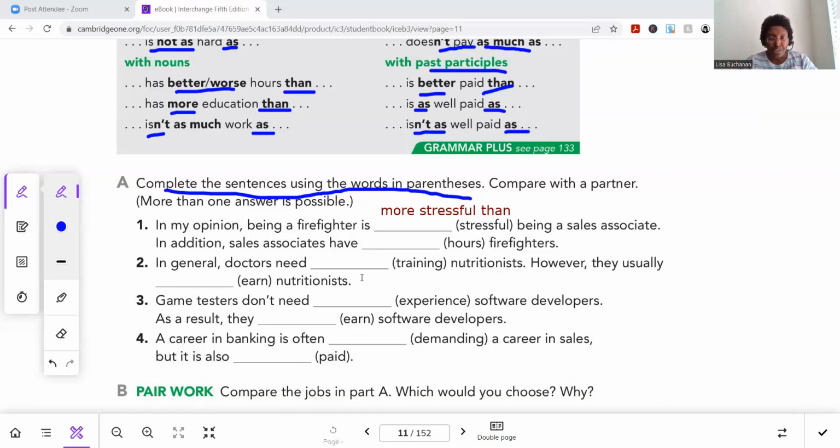Let's go to number two. In addition, sales associates have better hours than firefighters. Better hours than firefighters. Don't forget the than. Number two, in general, doctors need more training than. More training than.